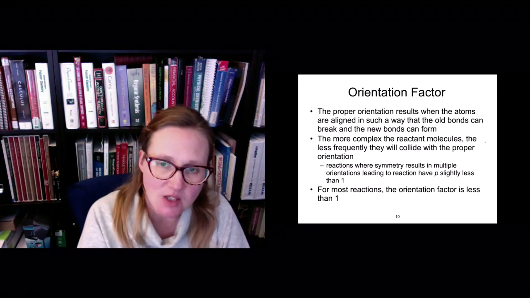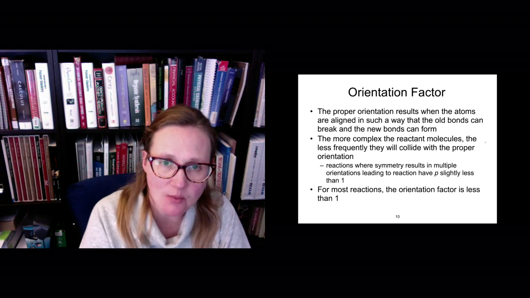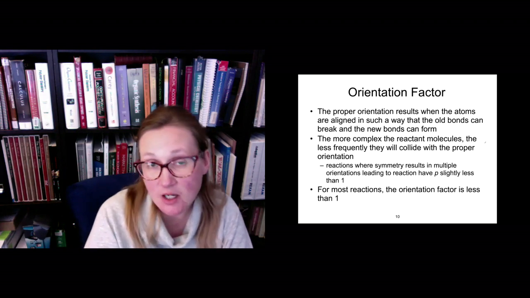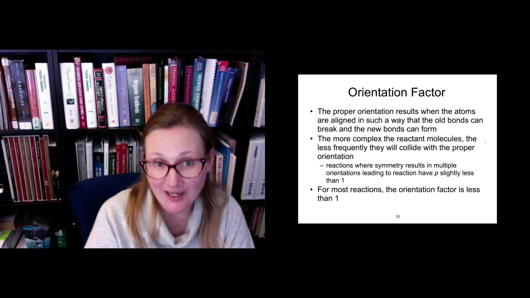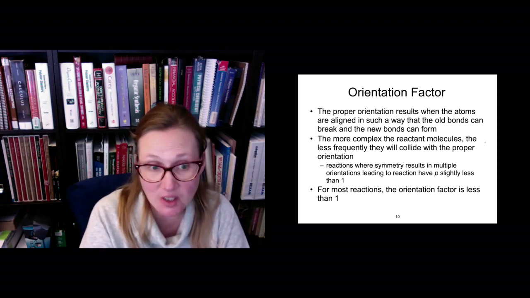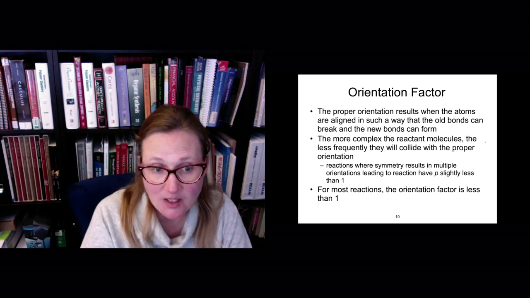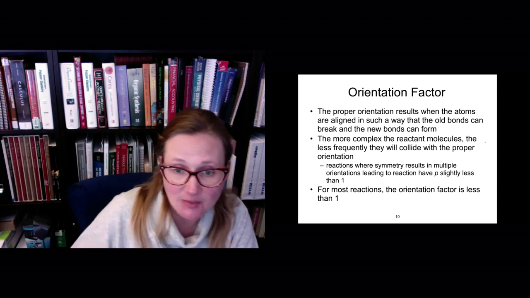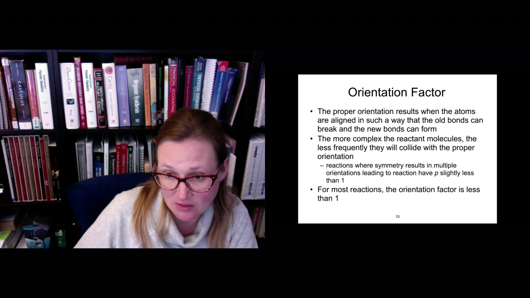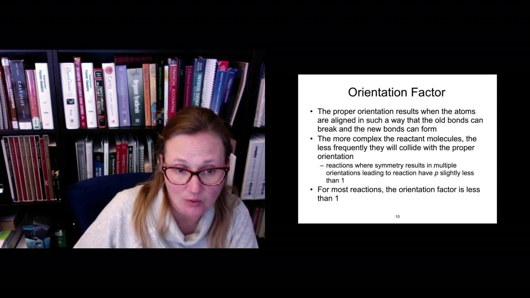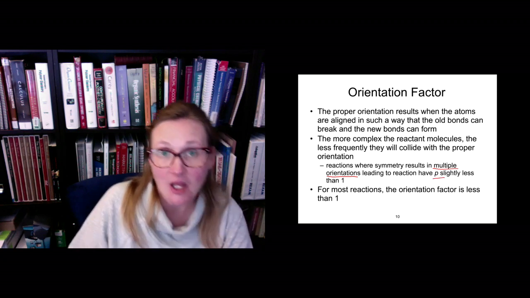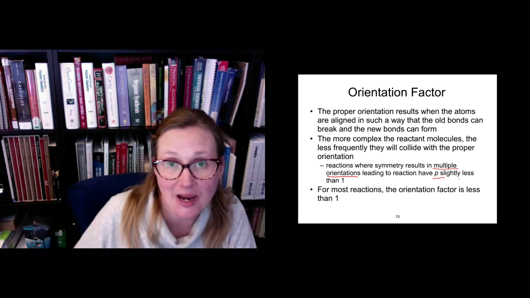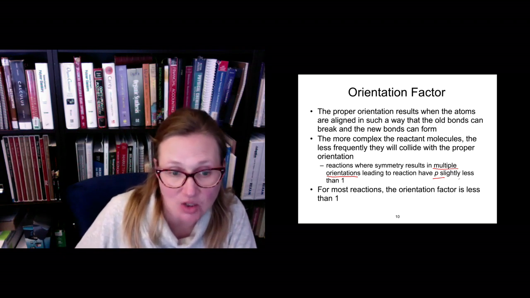The orientation factor really has to do with the proper orientation of those atoms. We talked about the reaction of NaCl to form that chlorine bond. It had to have the right orientation or it wasn't going to work. So for reactions where the symmetry results in multiple orientations, like our example with NaCl, P is going to be less than 1, because not every collision is going to have the right orientation.